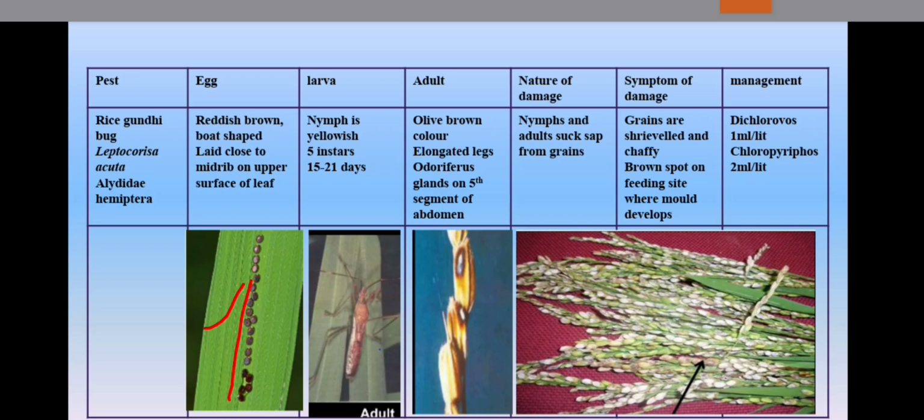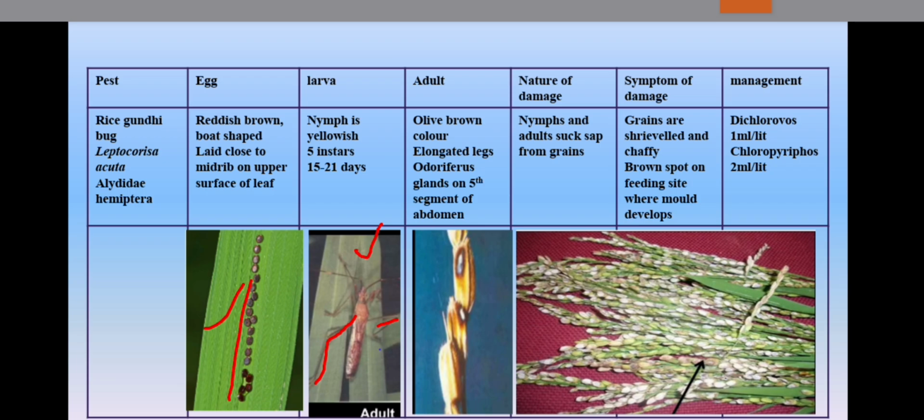And here you can see the nymph is yellowish with 5 instars. Nymphal period is 15 to 21 days. The nymph will undergo 5 instars and nymphal period is 15 to 21 days. And you can see the adult image. The adult is olive brown in color, and you can see the legs. The legs are very large and elongated, and as the name itself says, it is a rice gandhi bug. So gandhi means bad smell.